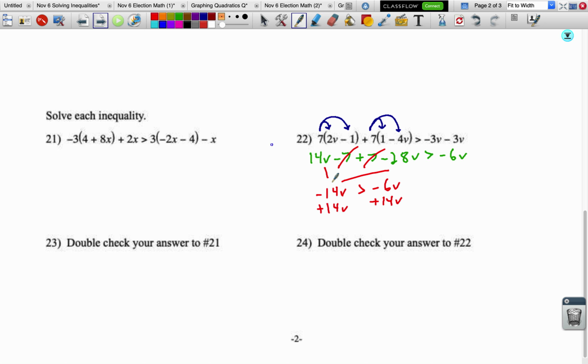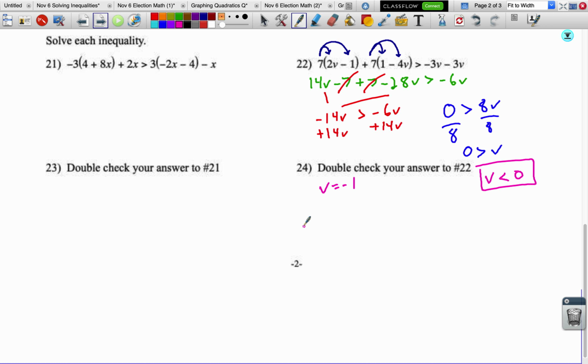I have to leave something behind on the left here, so I'll leave a 0, which is greater than 8v. Divide both sides by 8. I get 0 is greater than v. But I like to switch that around to the variables on the left. v is less than 0. And we can double check with any number less than 0, like v equals -1. Let's just finish that up real quick.